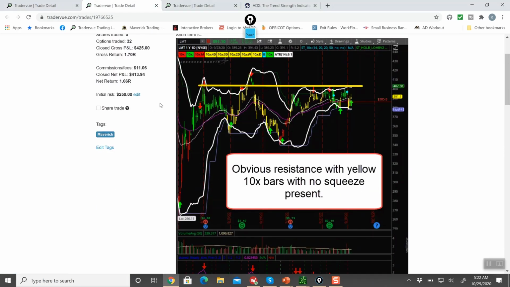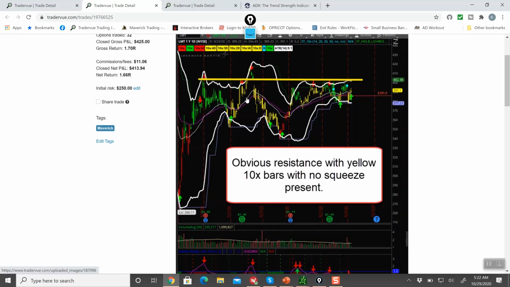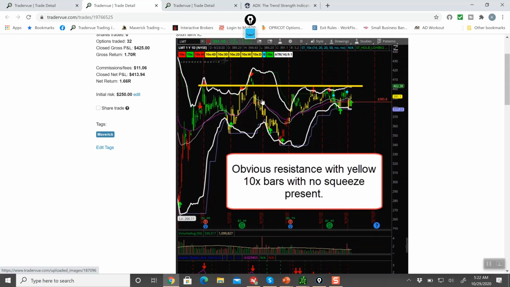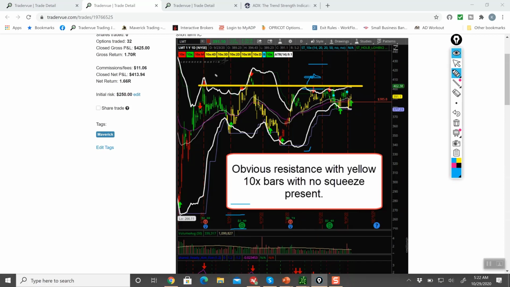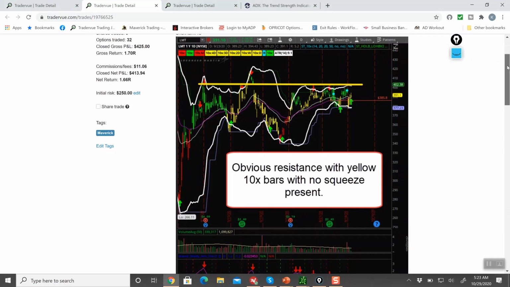All right, so now comes the iron condor part. So like I said, whenever the ADX is below 20, there's no conviction or sense of direction, right? So you have yellow 10x bars on multiple time frames. There is obvious resistance right here. And there was also no squeeze, meaning that there were dark blue bars.